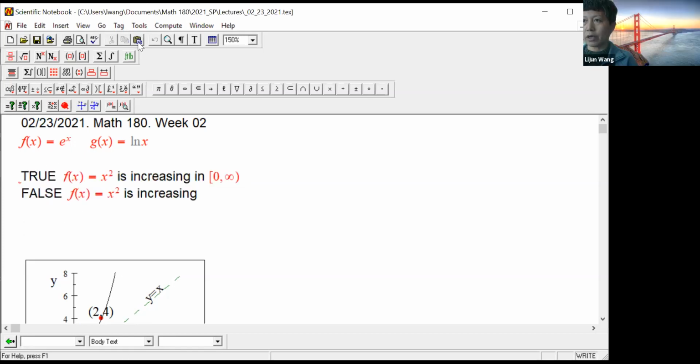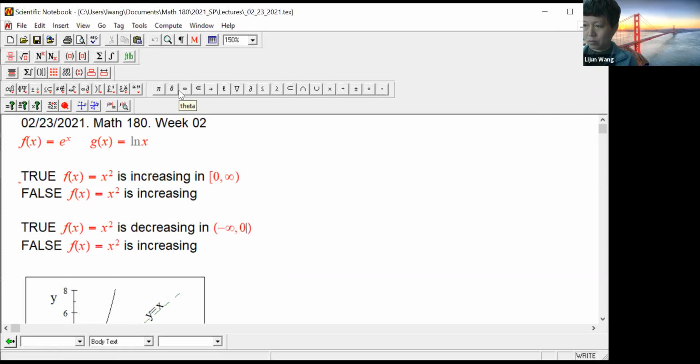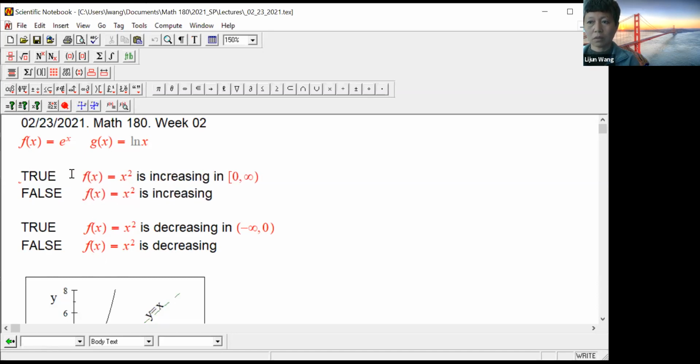Now, f of x equals x squared is decreasing in negative infinity to 0. But if you say f of x squared is decreasing, that's false. So here, you're going to get all the credit, and here you're going to get 0. If you make a false statement, you get 0. Do you follow me? If your sentence is incomplete, and as a result is false, you get 0. Do you follow me? Yeah, that's what I'm trying to say.